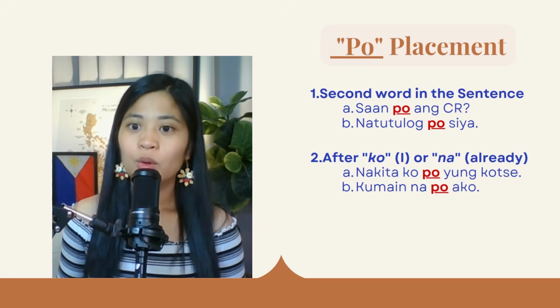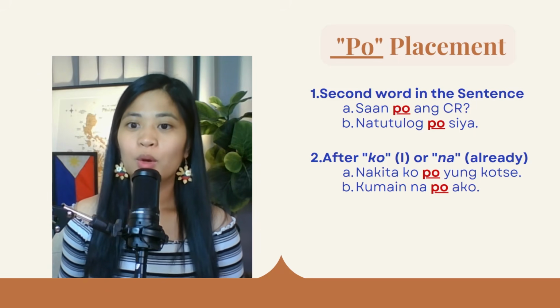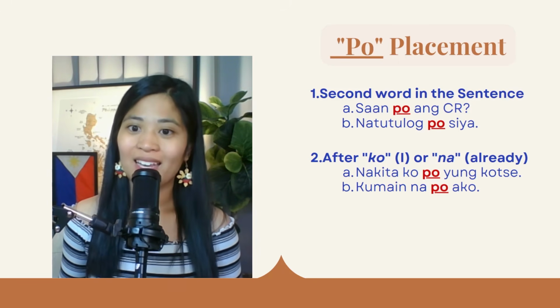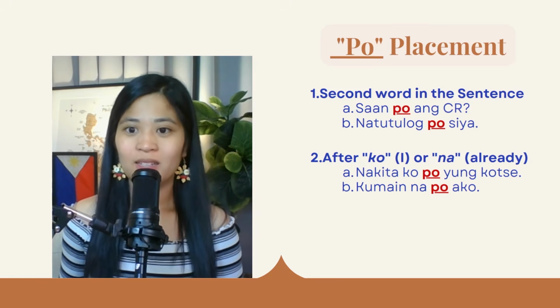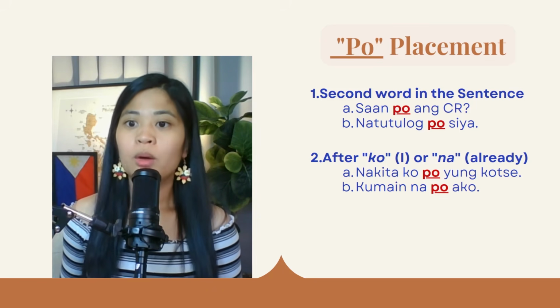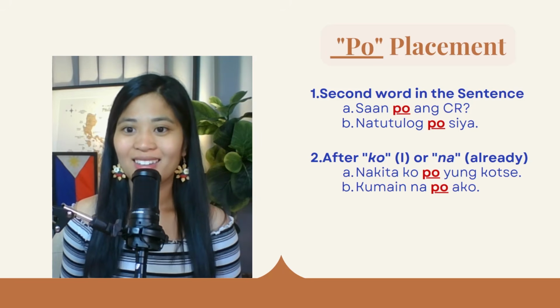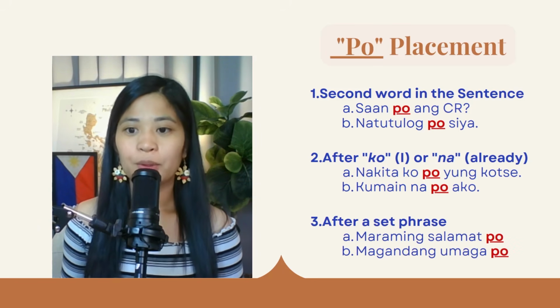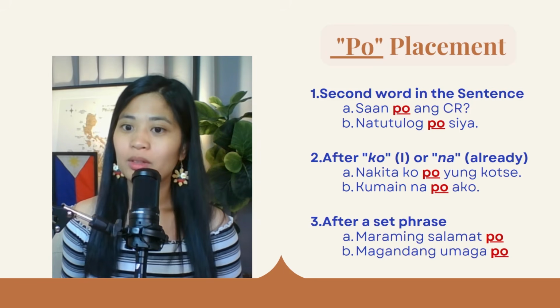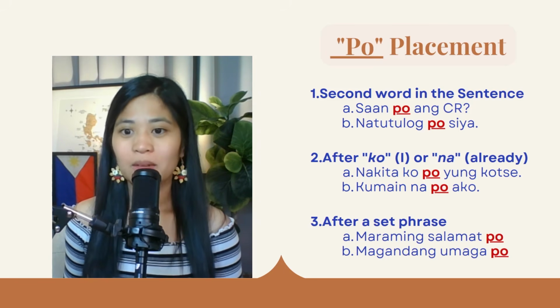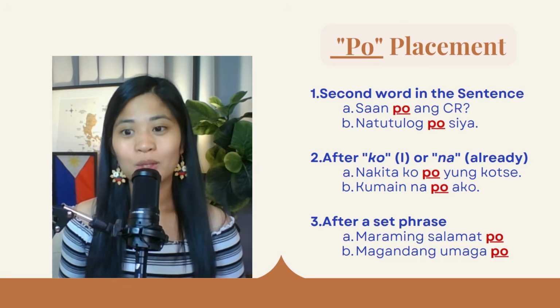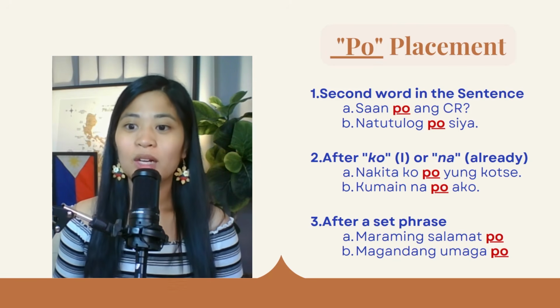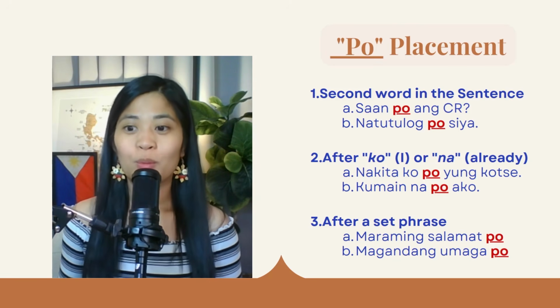Another example, kumain na po ako. Kumain means ate, na means already, po is a sign of respect, ako means I. So I already ate. Kumain na po ako. Po goes after the word na. Lastly, po goes after a set phrase. For example, maraming salamat po. Thank you very much. Maraming salamat po. Also, it can go after the phrase magandang umaga po. Good morning.